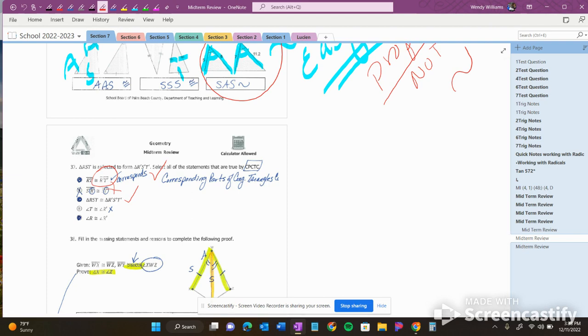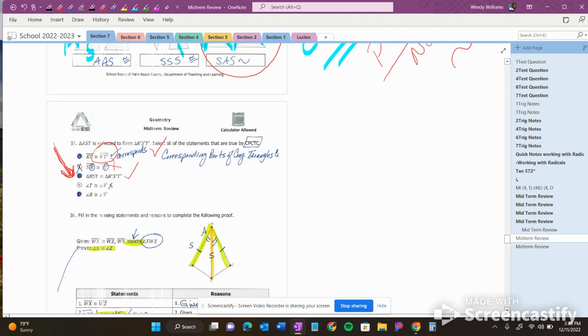Angle T corresponds to R, no. Angle R corresponds to R prime, yes. I'm going to look at the answer key for this one. Now that I am thinking about it, those triangles are congruent, but not by CPCTC. I'm going to have to double check whether the answer key says that is true. I'll get back to you on that one in just a little bit.